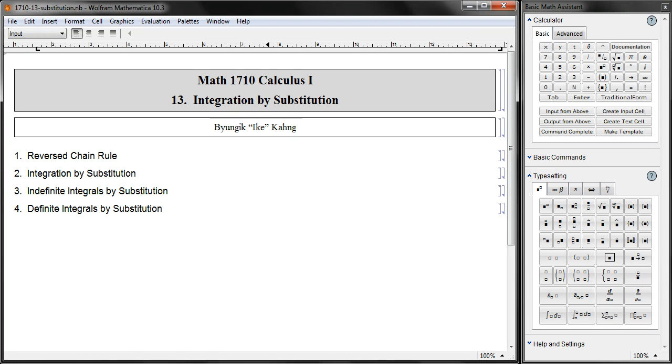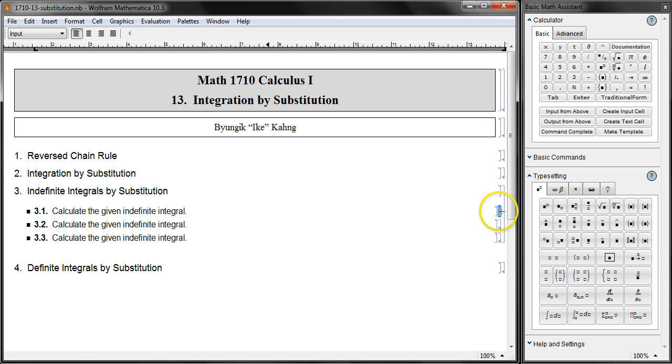In Module 13, we study integration by substitution. Now, what do you mean by integration? To integrate is to find an integral, either the indefinite integral, the antiderivatives, or the definite integral, signed area. Here, we're going to use substitution as the main technique.